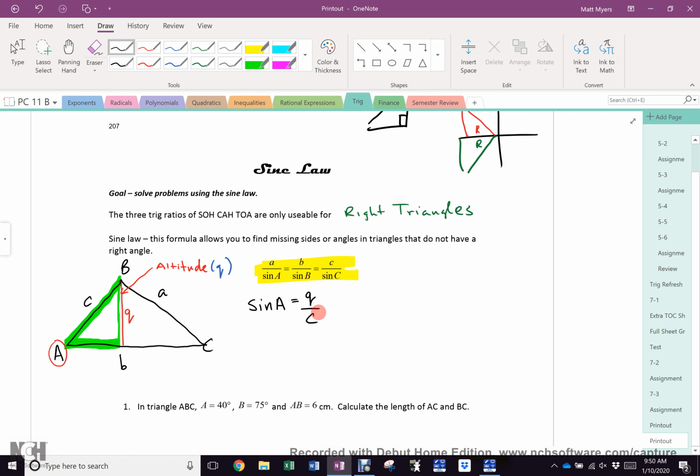Everybody cool? Okay. Now look in this blue triangle. What can we do with the blue triangle? Sine of C equals what? Q over little a. Is everybody cool? Yeah? Excellent. Now, what part of everything we've written there isn't really part of the triangle? Q, right? So let's have a look at Q, shall we?